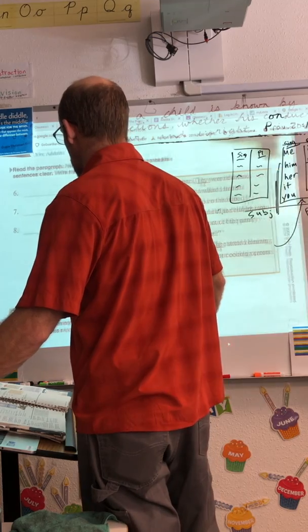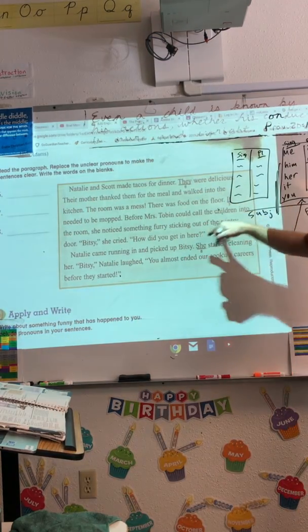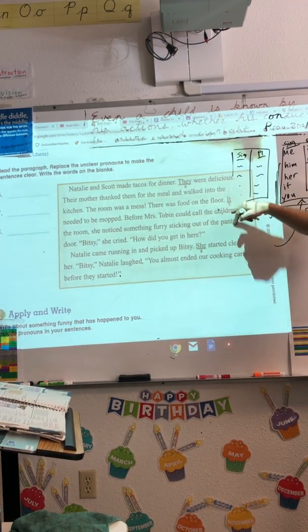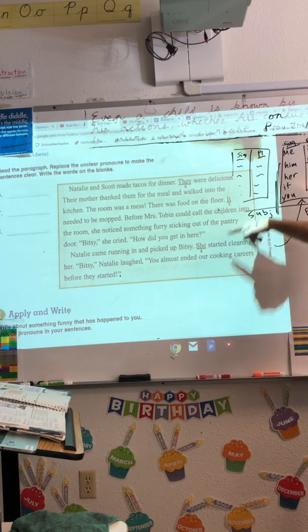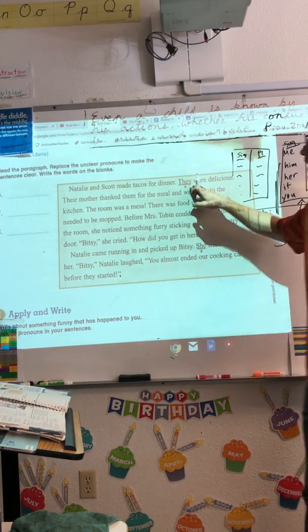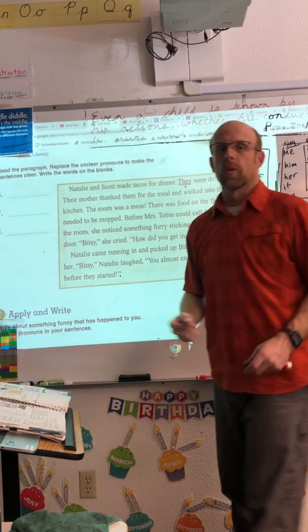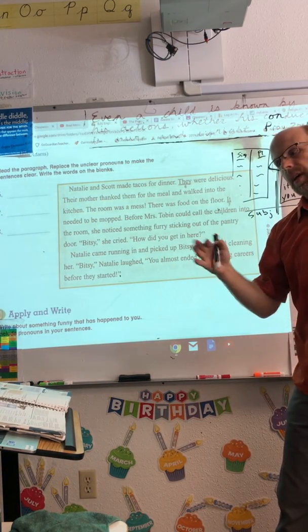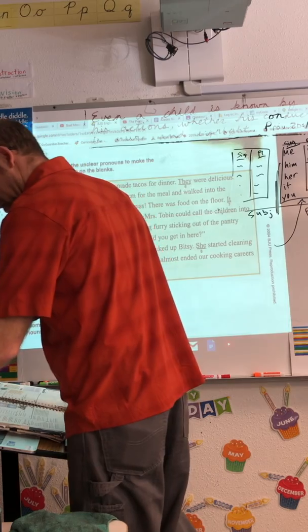So we read all these. They give it to us, number 6, number 7, number 8, you need to put in the word that would be replaced here, kind of like what Reese and Sydney just helped us with. Then the apply and write.